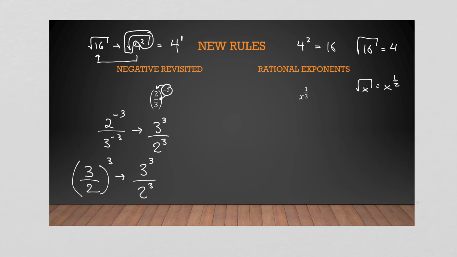And that's the relationship. Whatever this bottom number is represents the root index of your radical, and the top number is your power. So x to the 1/3 is the same as the cube root of x. X to the 1/4 would be the 4th root of x. X to the 1/2, well, that's just the square root of x. So that's the relationship between a rational exponent and its radical.